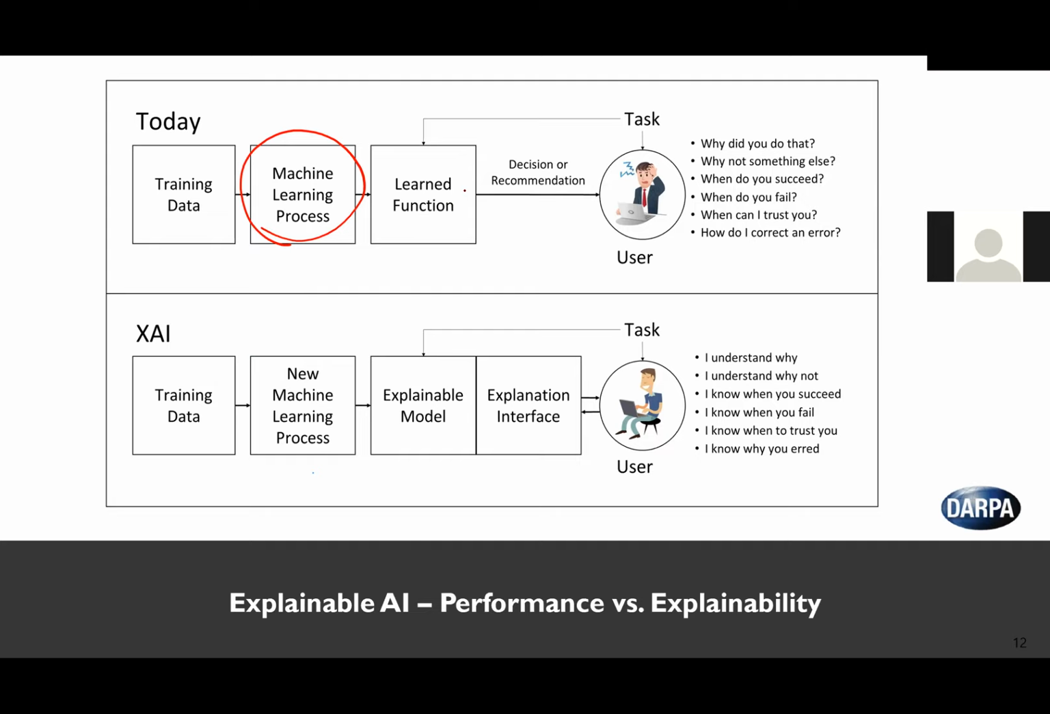So this is a very hard problem for many AI systems, but with explainable AI, we may need a new machine learning procedure, an explainable model, and an explainable interface. Then we can understand why this decision is made, and why not another decision, why this will succeed or fail, how we can trust it, and so on.